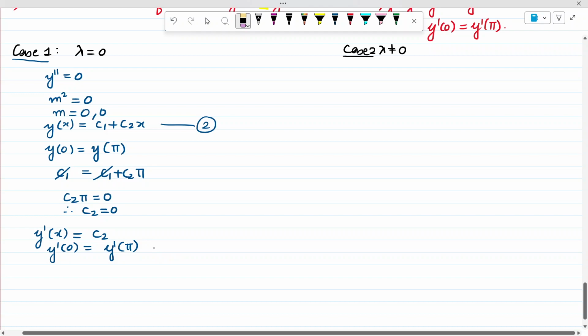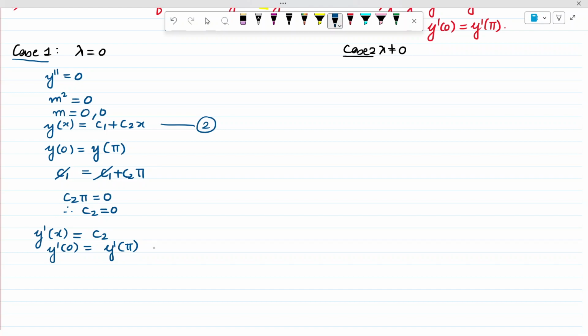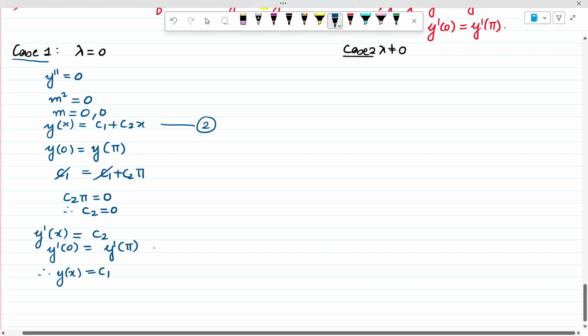Fine. So I'm left with C1. C1 has no value as of now. If you can observe, C1 has no value as of now. So this means we can get an eigenvalue at 0. C1 can take any values now. It can, means it's not compulsory 0. Only if it is 0 will we call it trivial. So you're left with y of x is equal to C1.